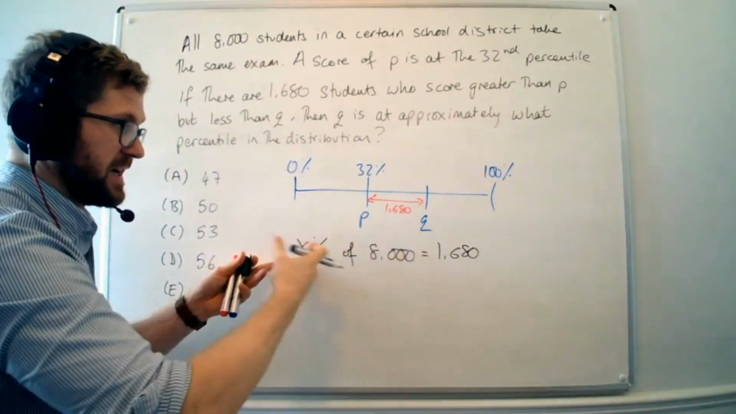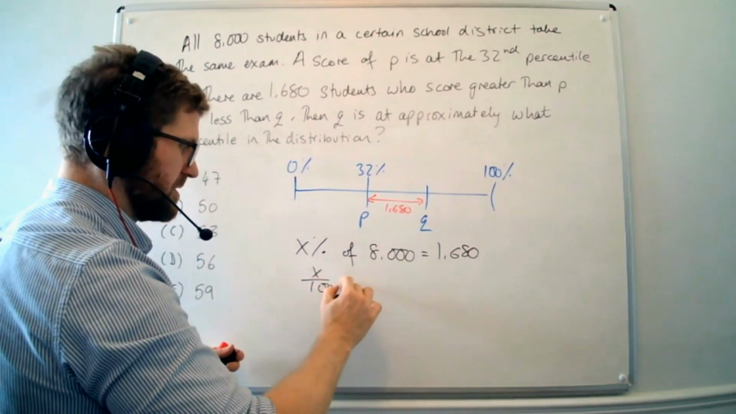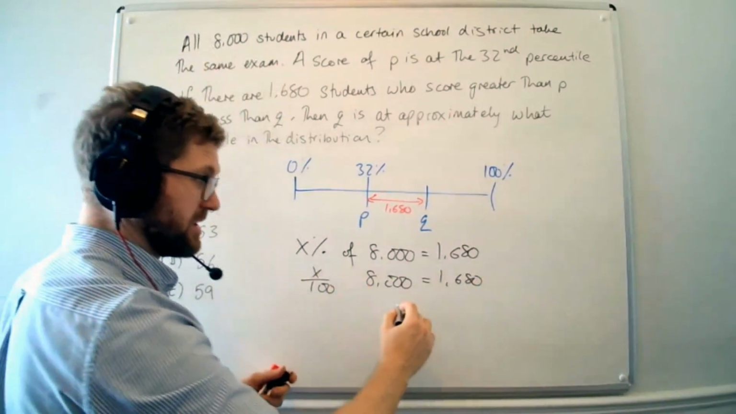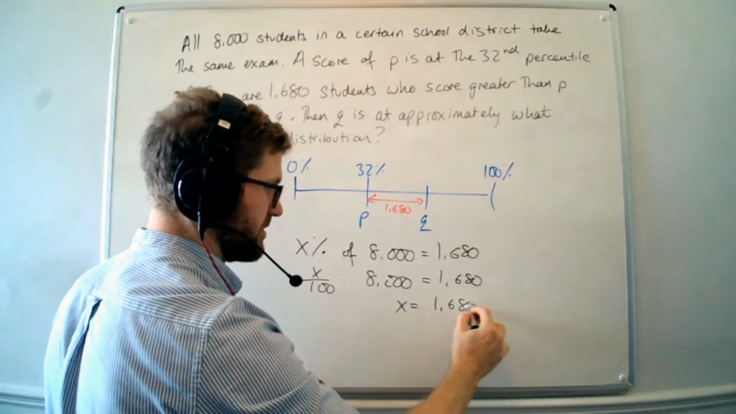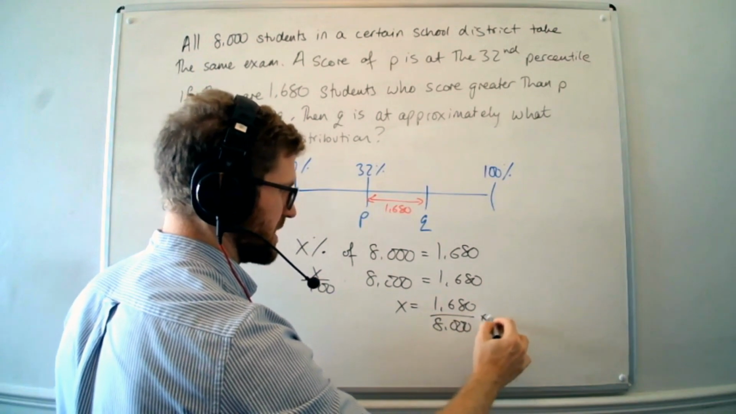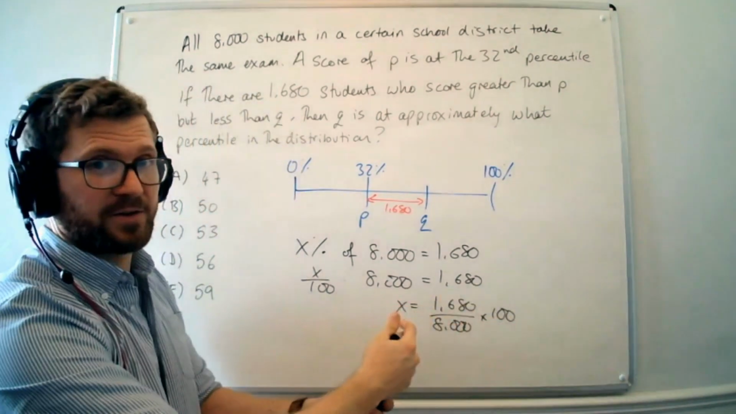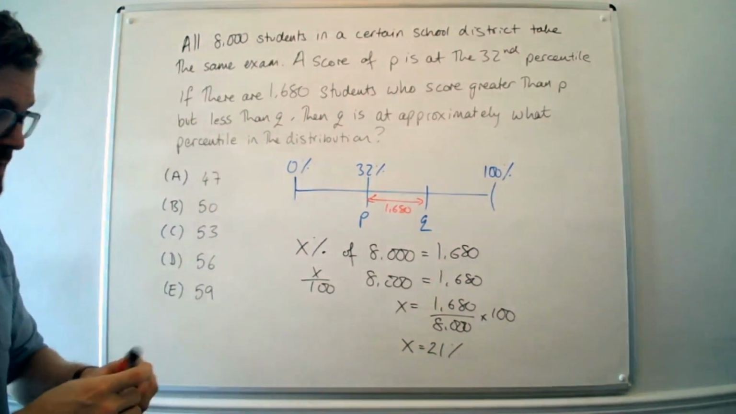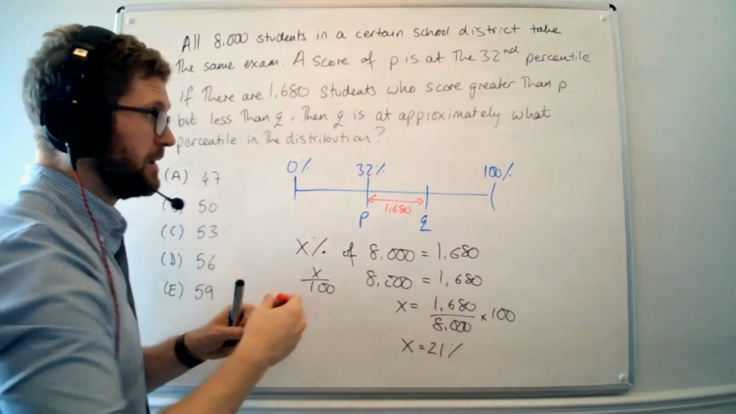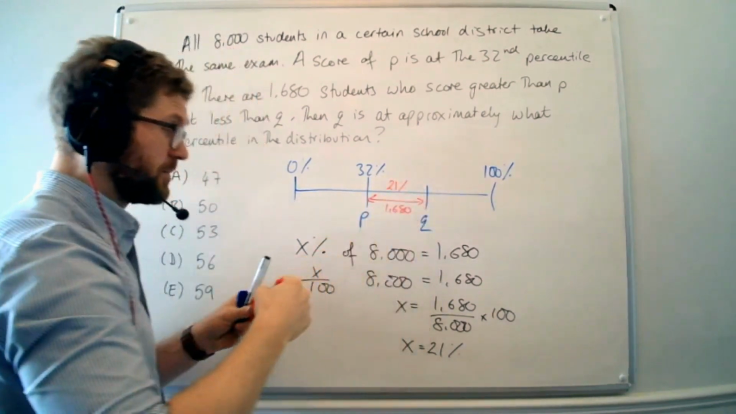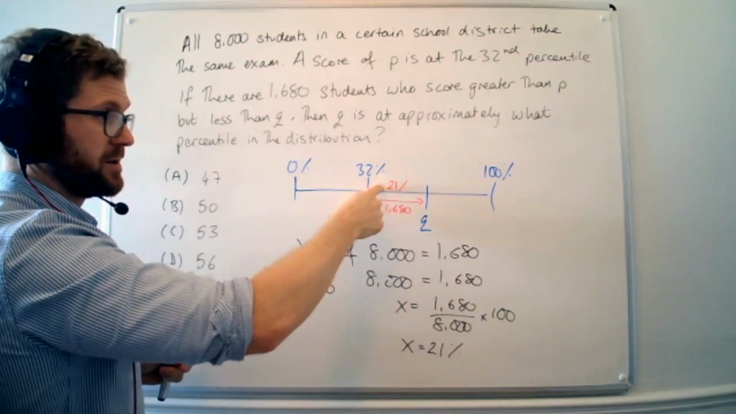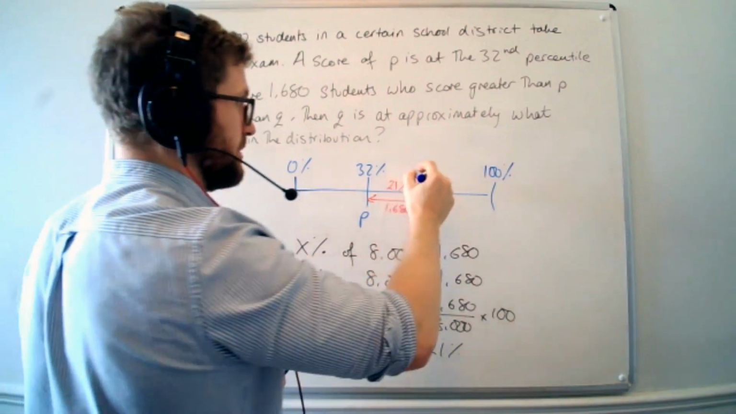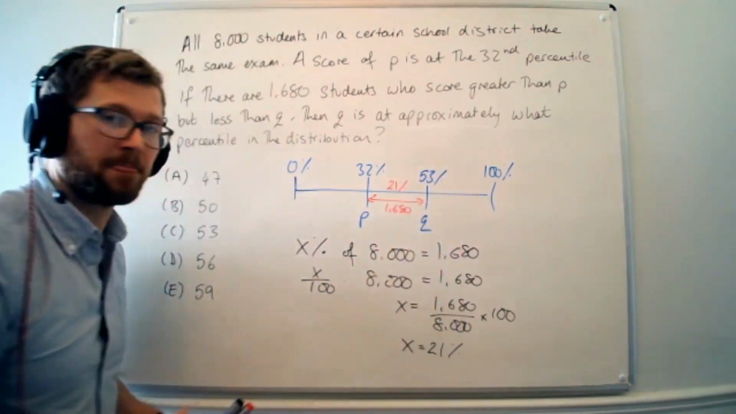Now, converting this text into algebra, I get X over 100 multiplied by 8,000 equals 1,680. Or rearranging this, X is 1,680 divided by 8,000 times by 100, which if I get the calculator out and work that all out, that's going to tell me X is 21%. So this gap between P and Q is going to be 21%, which means that Q is 21% bigger than P, which is at 32%. So Q is going to be 32 plus 21%, or 53%.